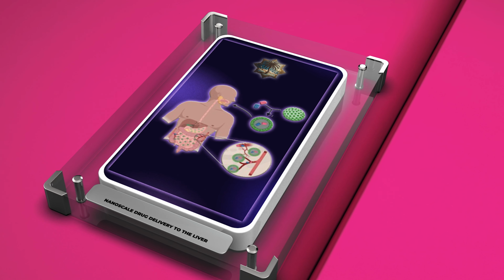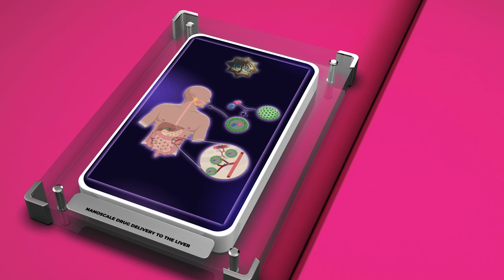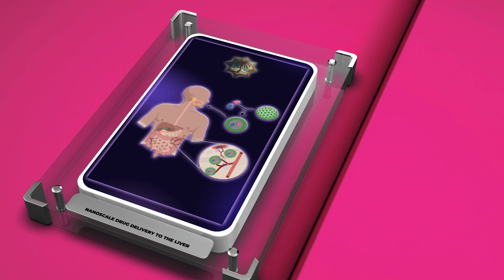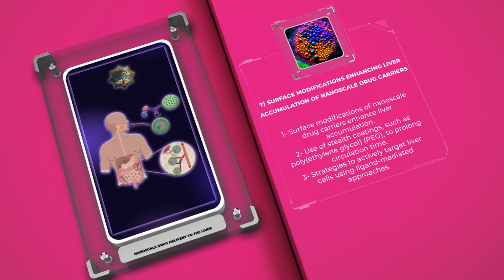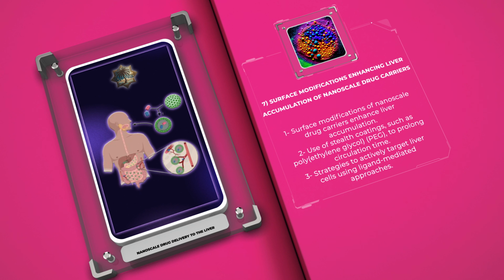Surface modifications of nanoscale drug carriers have emerged as a powerful tool to enhance their liver accumulation. We will explore the use of stealth coatings, such as polyethylene glycol, PEG, to prolong circulation time and reduce undesired interactions with the immune system. Additionally, strategies to actively target liver cells using ligand-mediated approaches will be examined. Surface engineering techniques, including surface charge modulation, polymer grafting, and biomimetic coatings, will be discussed in depth, highlighting their impact on liver accumulation and therapeutic outcomes.